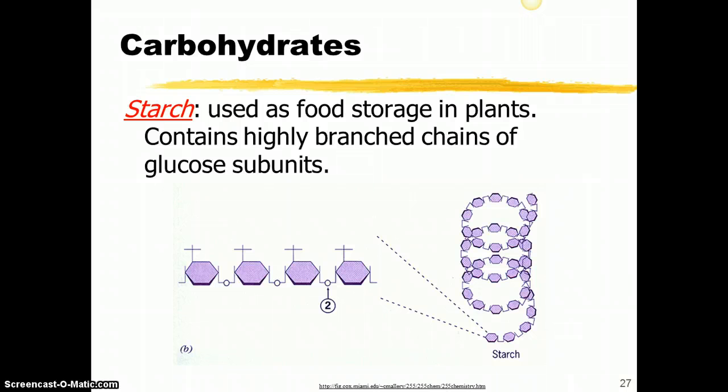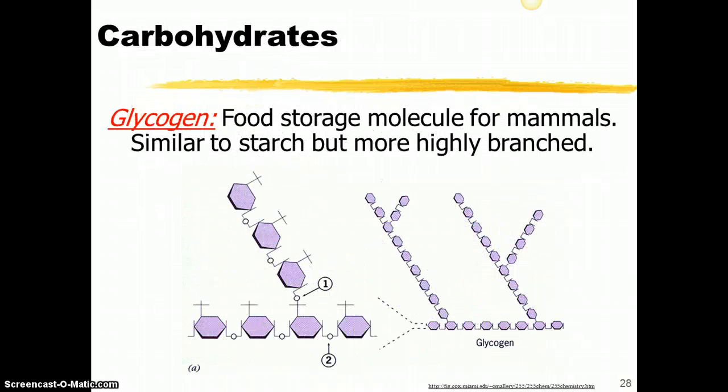Starch looks like a chain link fence, branches and chains. Glycogen is found in mammals.